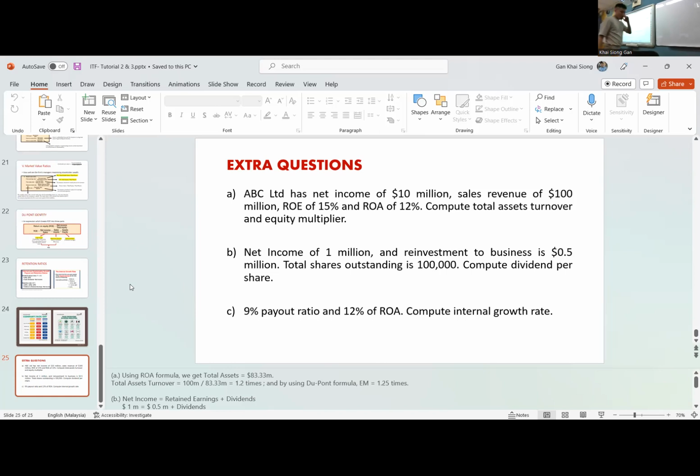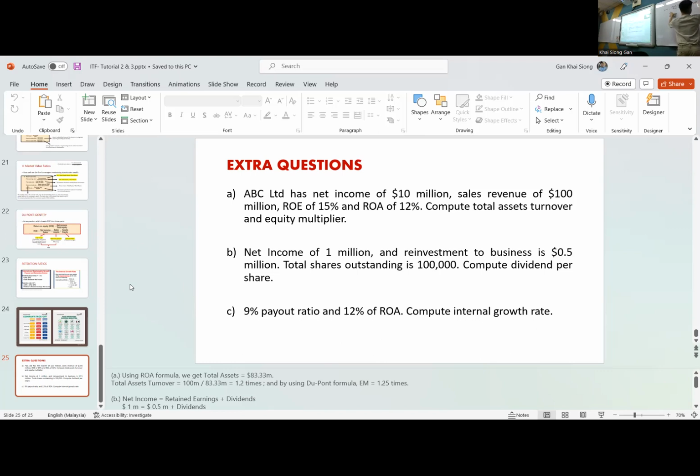Wait, question A. Can get the answers or not? Total asset turnover. How do you calculate total asset turnover? Try to get the answers. This is total sales divided by total assets. Okay, but you don't have total assets. So how do you get total assets? Can use our ROA. There are different methods for you to get the answers. Up to you. As long as we get the same answers, then correct already.